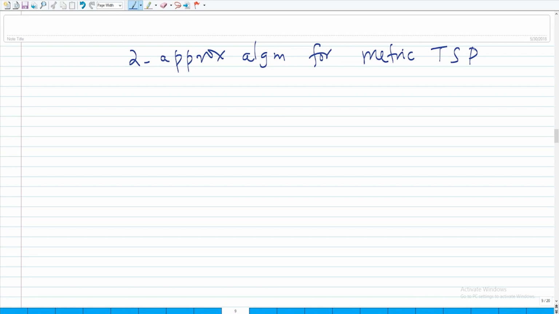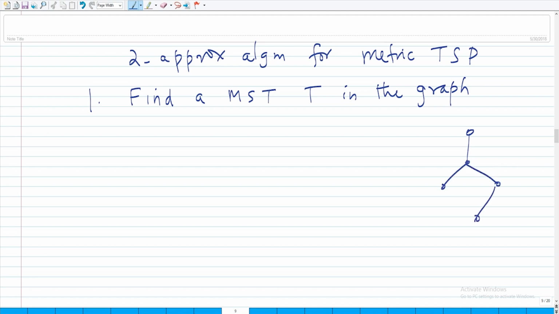Step 1. Remember, you have a complete graph with weights on the edges. Find the minimum spanning tree in the graph. You can do it in polynomial time, we have seen Prim's algorithm, Kruskal's algorithm, so many algorithms. Our goal is to find a Hamiltonian cycle, but in the first step I end up with some tree like this.